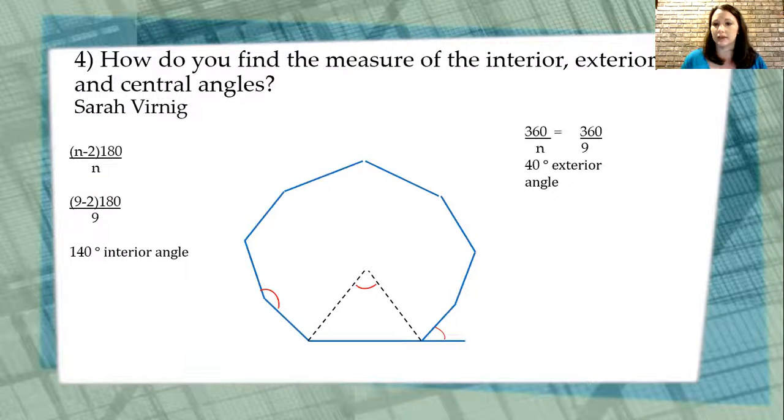We find exterior angles by dividing 360 by n. And again, n is our number of sides, and we have 9. So 360 divided by 9 is 40, and that's what degree our exterior angle is, down there at the bottom. We find the central angle the same way. So again, we're going to have 40 degrees for our central angle right here. All right, and that's how we find those angles.